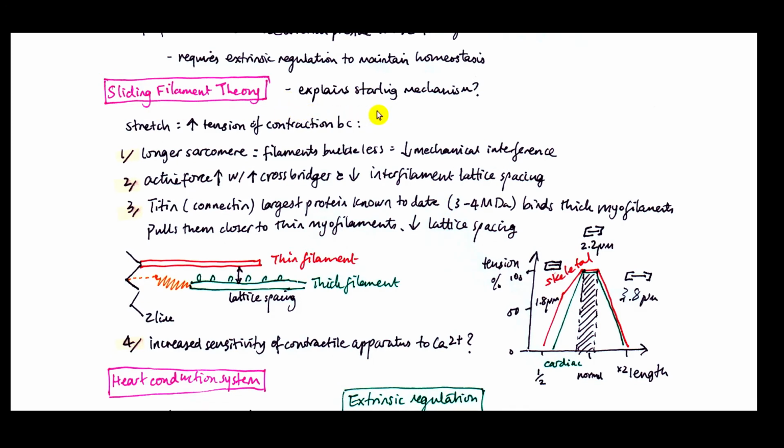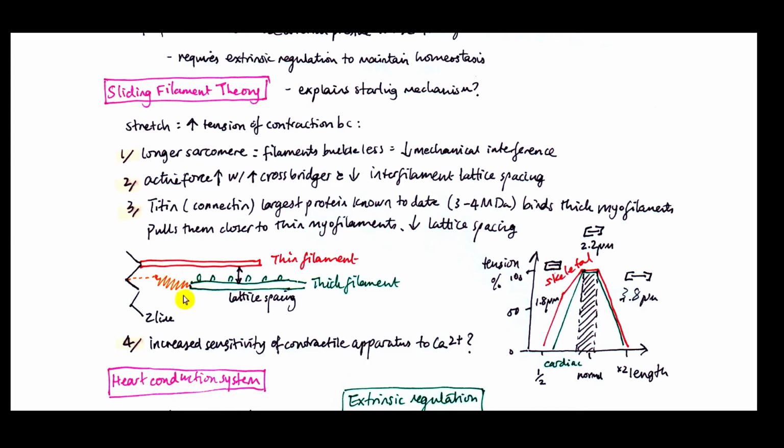Starling mechanism. So why does the force of contraction increase as you stretch your muscle fiber more? This could be explained, this is just a proposal, by the sliding filament theory. So stretch equals increase in tension of contraction because of these three reasons. Firstly, a longer sarcomere causes filaments to buckle less. If you watch my muscle video, you'll know the structure of muscle. You've got thin filaments interacting with thick filaments to create tension. And a longer sarcomere could mean that the filaments buckle less, which decreases the mechanical interference, and then more tension can be generated. And the second point is that as you increase the active force with increased cross bridges, you decrease the interfilament lattice spacing.